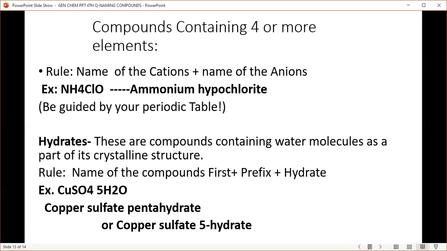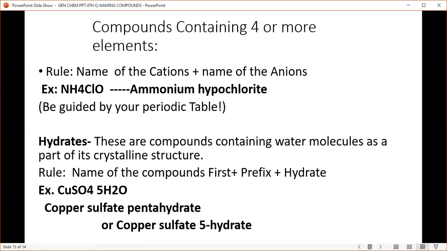So we have here CuSO4. Cu is copper, and SO4 is sulfate. So that's going to be copper sulfate. And since we have here 5 molecules of H2O, we use the prefix penta, and then simply put in the term hydrate. So that's going to be copper sulfate pentahydrate for CuSO4·5H2O.